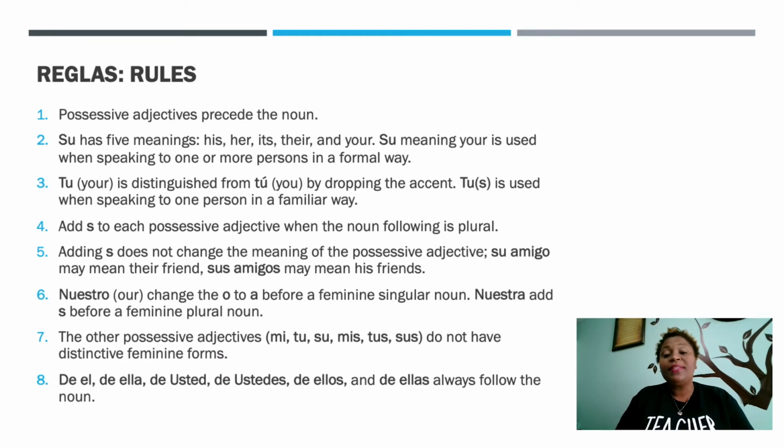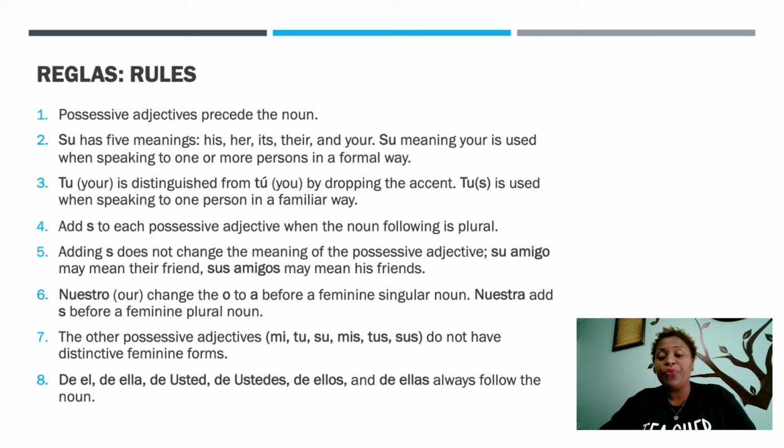Number 1, possessive adjectives precede the noun. Number 2, the word su has 5 meanings: his, her, its, their, and your. Su, meaning your, is used when speaking to one or more persons in a formal way. If you're speaking to an elderly person, an adult, a child speaking to an adult, or to a boss, you would say su, okay?